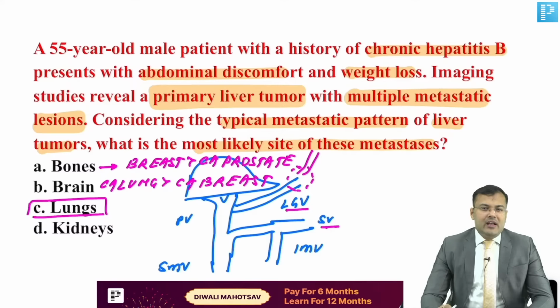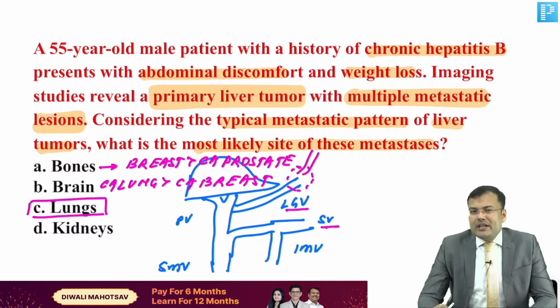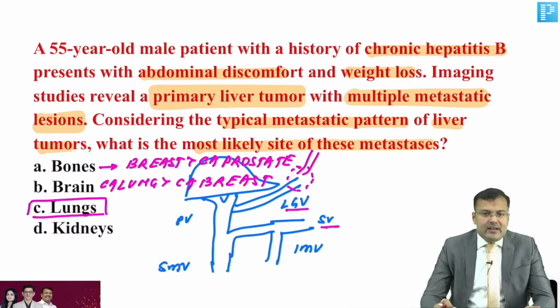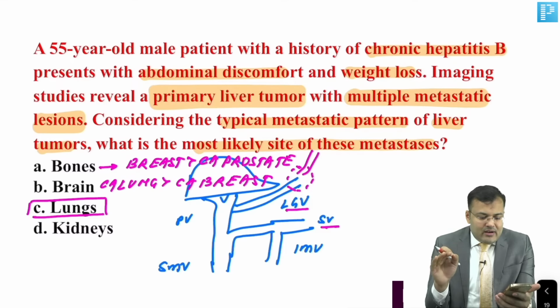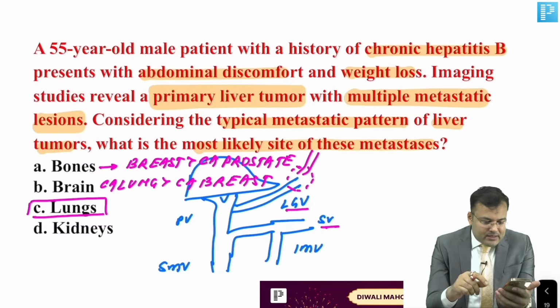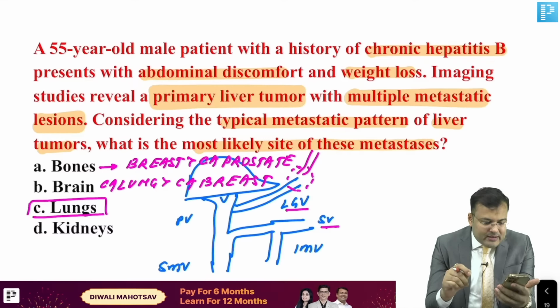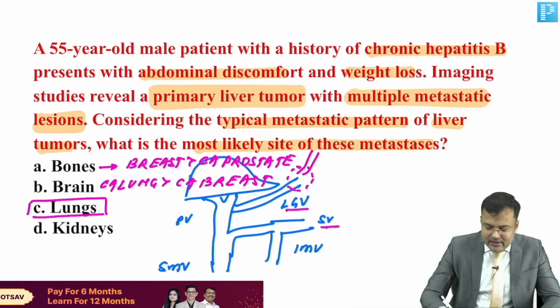Next question. Let me see who is the genius over here. What is the most common primary for metastasis to kidney? Kidney. Let me see the genius. Yes, most common primary. Yes, very good. Sushmita again. Twinkle again. Very good, guys. It is CA lung.